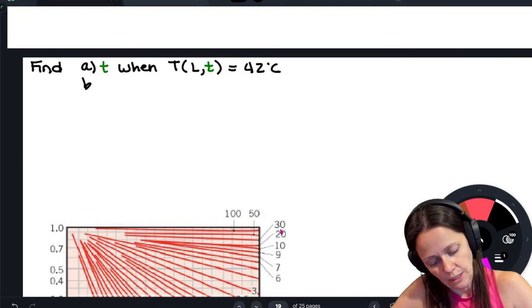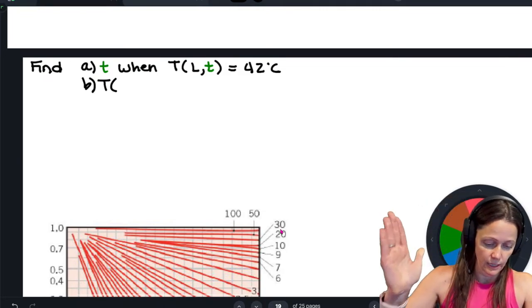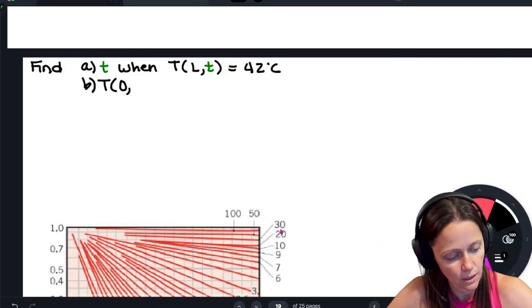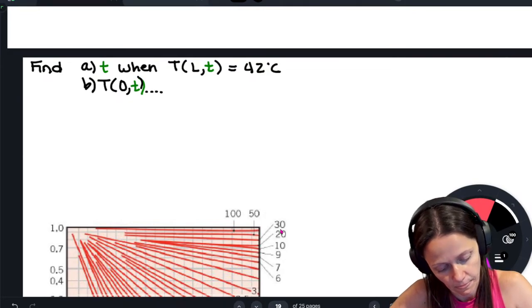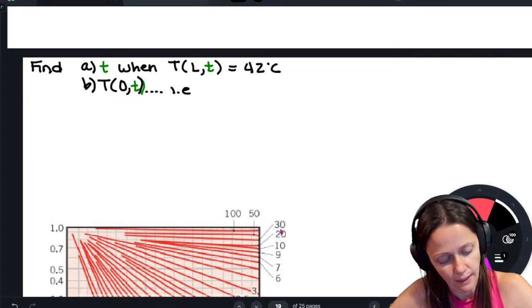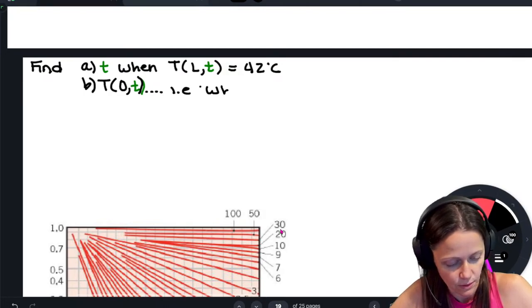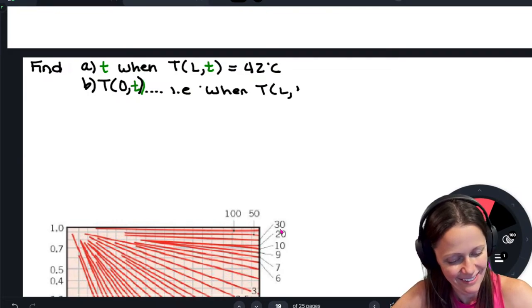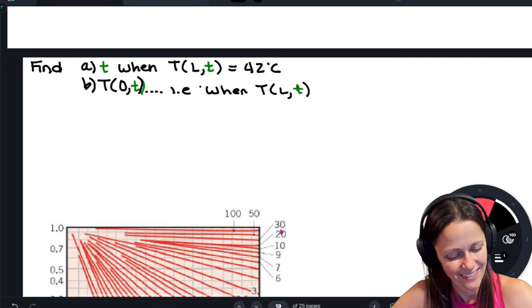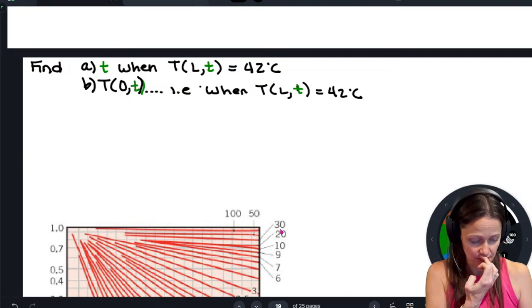And then I also wanted to find the temperature at x equals 0, and that particular time, i.e., when the temperature at L is equal to 42 degrees Celsius, right? Same thing. So I'm gonna do the same thing.